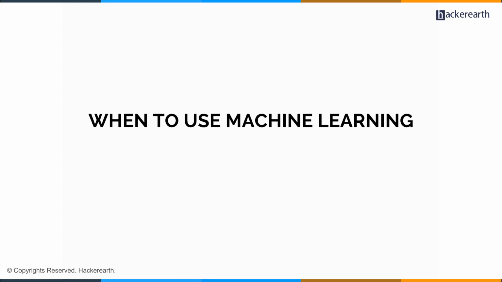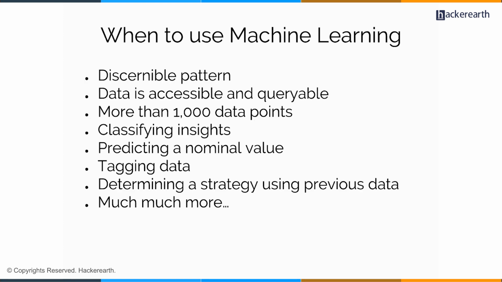But let's talk about when you should use machine learning. When you should use machine learning really has to do with the fact that there's a discernible pattern that exists. Now, this can be any pattern. It could be a bunch of images with cats in them. It could be spam filtering. It could be this jazz music. It doesn't matter, but there needs to be some sort of pattern that you're trying to exploit. The other thing is that the data is accessible and queryable. And you have to have most likely more than 1,000 data points.